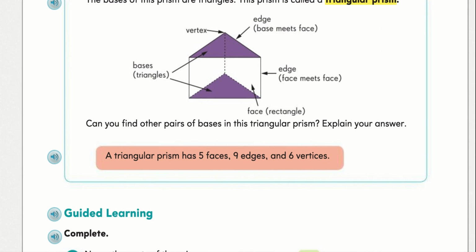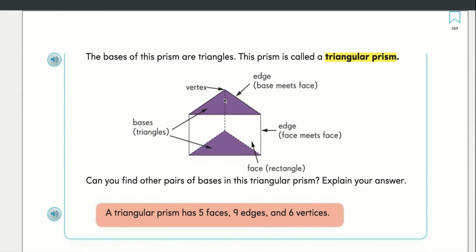The bases of this prism are triangles. This prism is called a triangular prism. So you can see the vertex here. You can see these two bases that are both colored purple. You can see the edge where the base meets one of the other faces. You can see this edge. You can see this face that's shaped like a rectangle and these faces that are shaped like triangles.